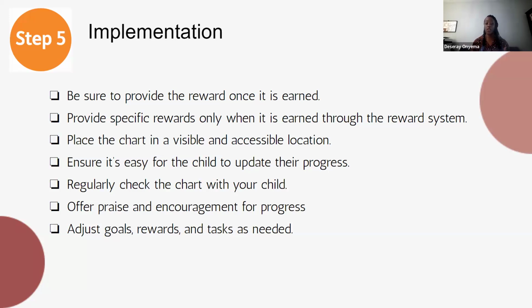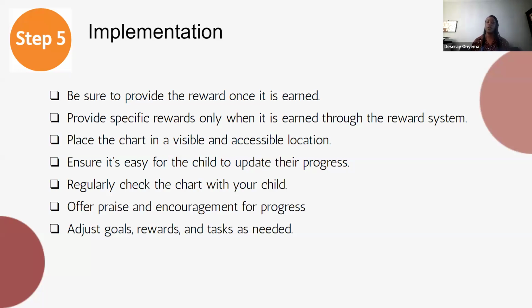Offer praise and encouragement for the progress. So even if they only do one of the behaviors and your chart has 3 behaviors you're focusing on, you still want to offer them praise if they're making progress towards their goal. And then you can adjust goals, rewards, and tasks as needed. So don't feel like once I make this chart, I can't change it. You can, but again, you would have to review it with your child again, review the expectations so that they are clear about what the expectation is for them.